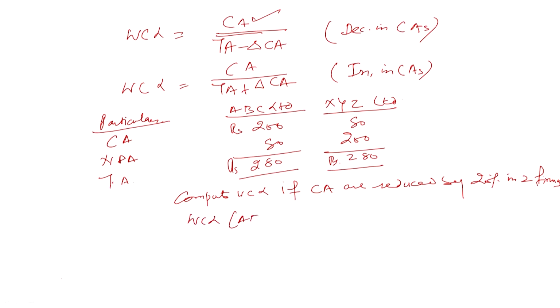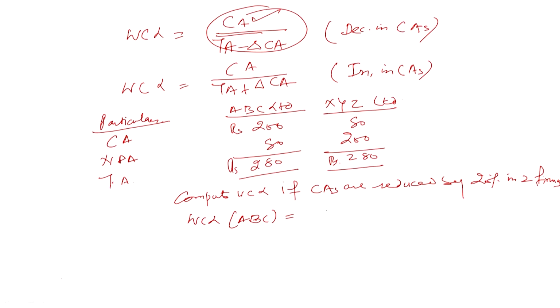So we will calculate the working capital leverage for ABC, and that is going to be how much? What is the formula here? Working capital leverage in this case is the formula we are going to use, that is the decrease in the current asset. So compute working capital leverage if the current assets are reduced by 20% in two firms. So the working capital leverage in ABC is going to be how much?